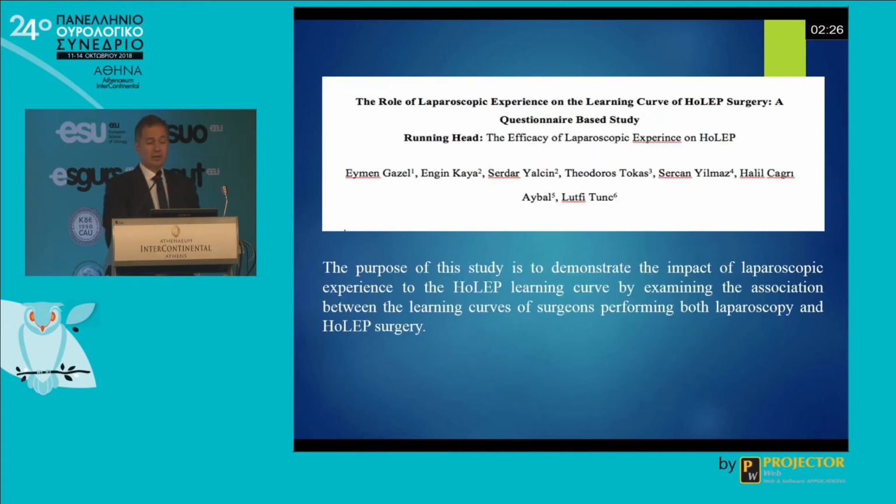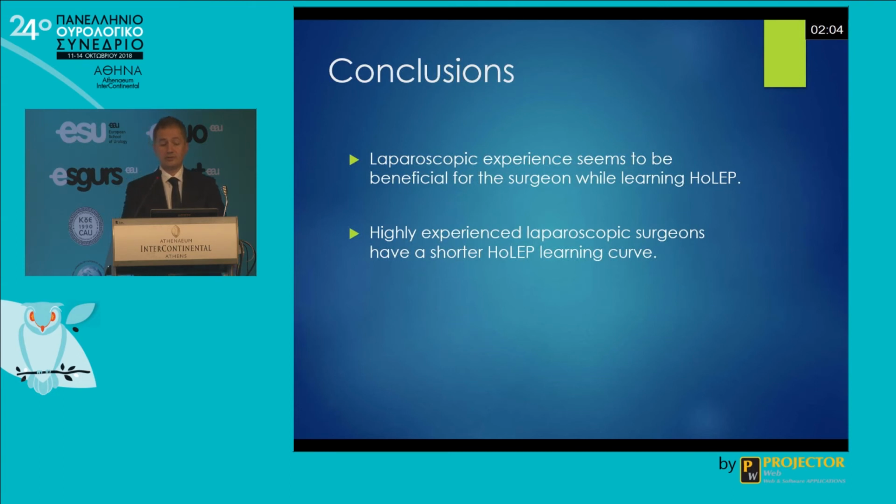The role of laparoscopy experience on the learning curve of HOLEP surgery. This study is a questionnaire-based study. The purpose of this study is to demonstrate the impact of laparoscopic experience on the HOLEP learning curve by examining the association between the learning curves of surgeons performing both laparoscopy and HOLEP surgery. And we concluded that laparoscopic experience seems to be beneficial for the surgeon while learning HOLEP. Highly experienced laparoscopic surgeons have a shorter HOLEP learning curve.